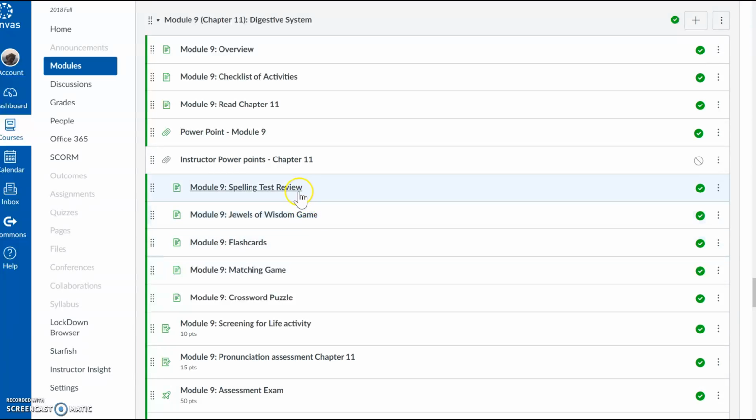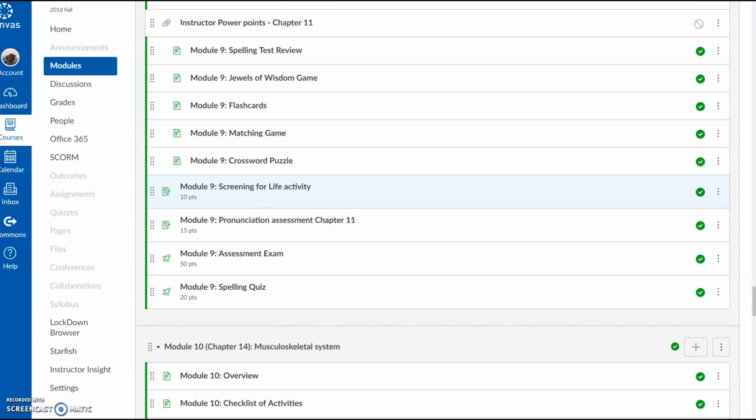Do the different assessment activities. You have a Screening for Life activity, which is about colorectal cancer and how this can be not so much prevented, but why the screening is there. All you're going to be doing is taking a short quiz, reading through information, and then submitting a screenshot of that. You also have a pronunciation assessment for this Chapter 11, as usual, and then your assessment exam and spelling quiz.